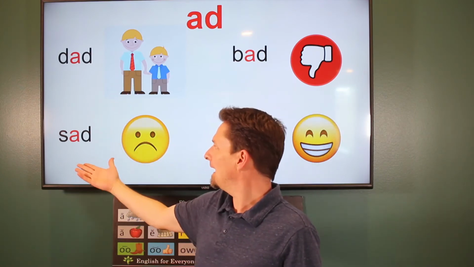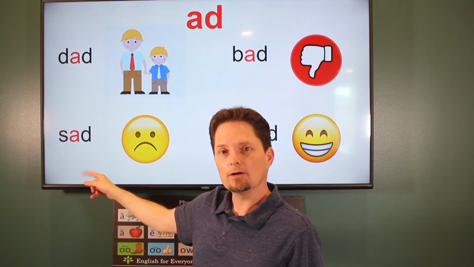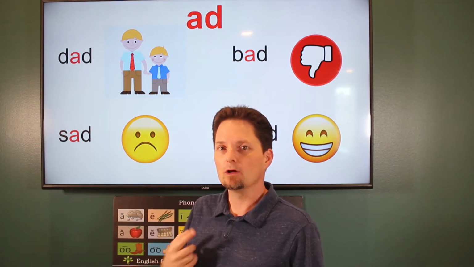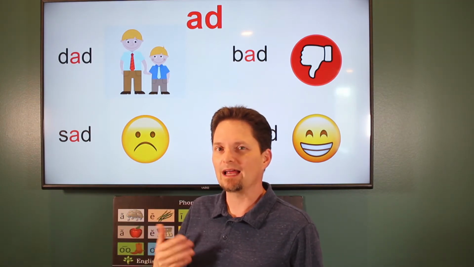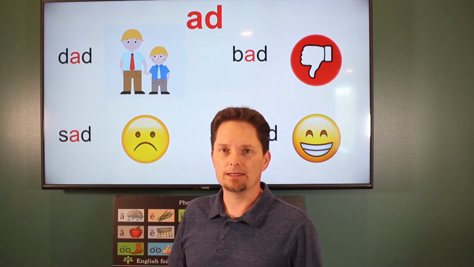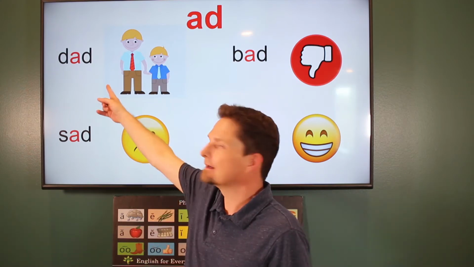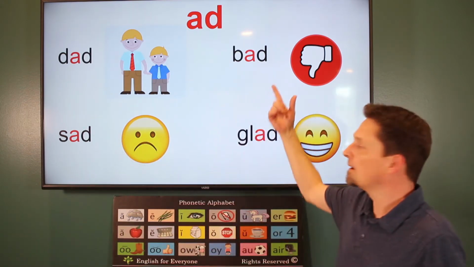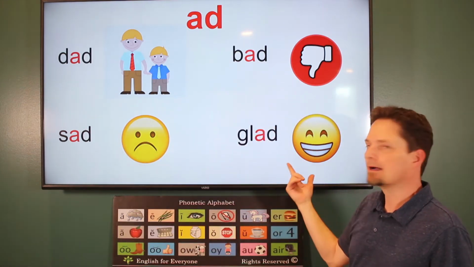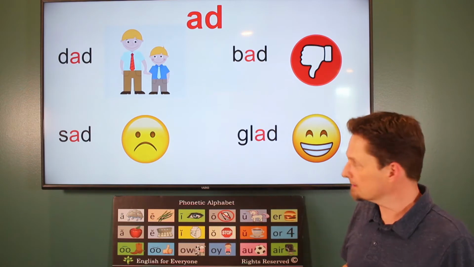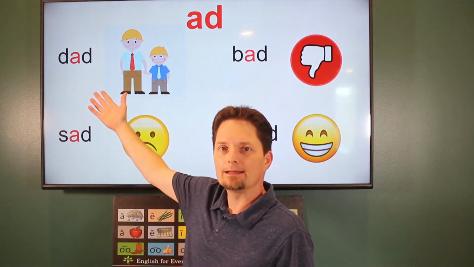More practice with the sound ah. Dad. Sad. You stop with a D. You don't make a complete D. Make a stop D. You put your tongue up and stop. Sad. Dad. Bad. Glad. Let's practice. Dad.